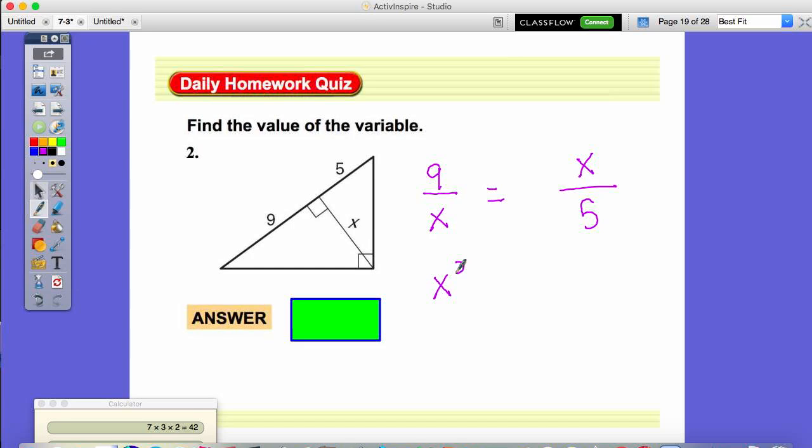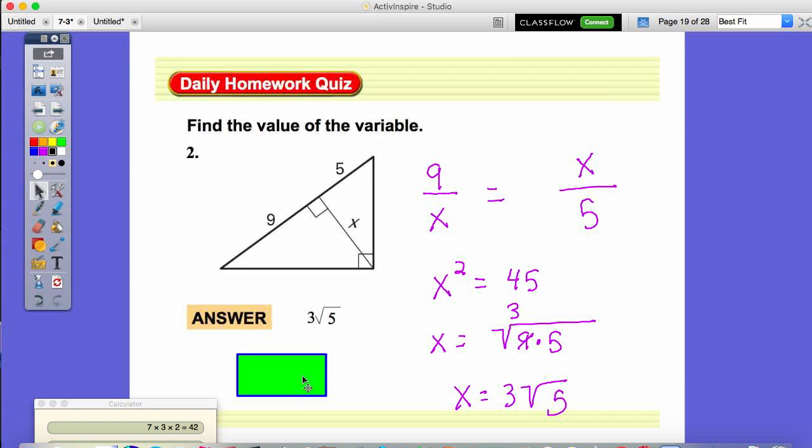X times X is X squared. 9 times 5 is 45. That means the square root of 45. We could factor this back to 9 and 5. 9 cancels out. Square root of 9 is 3. So X equals 3 radical 5. Unless told, always assume you are using simplest radical form. So that's an example of how to do that problem.